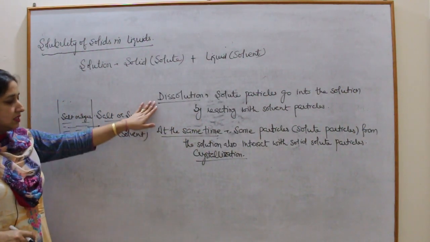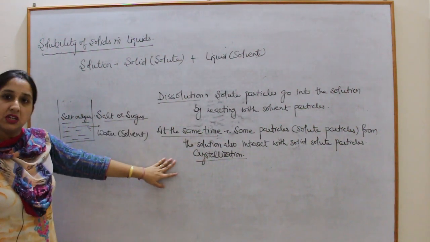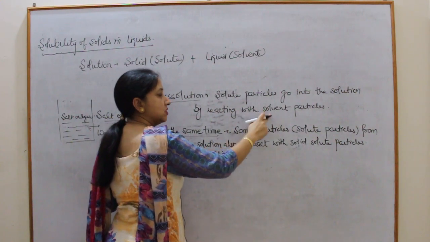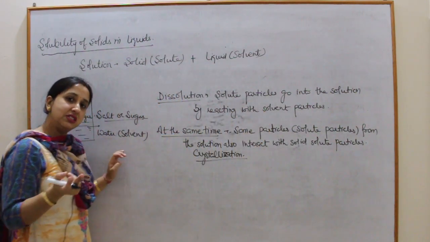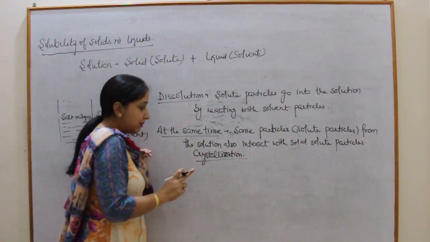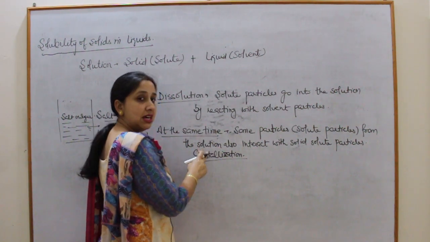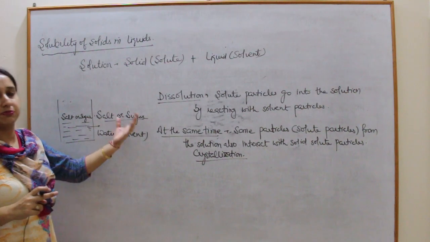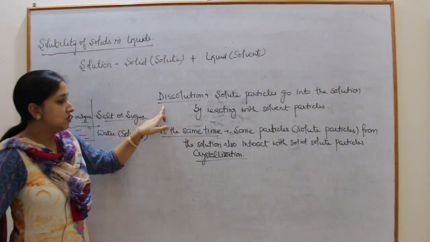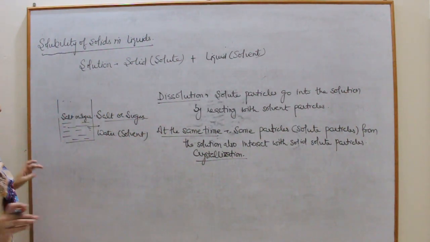So we can say dissolution and crystallization go side by side and they are opposite to each other. In dissolution, solid solute particles react with solvent particles and change into solution form. In the crystallization process, the solute particles which are in the solution form interact with the solid particles and change into the solid particles. These are two different processes, dissolution and crystallization, and they act opposite to each other.